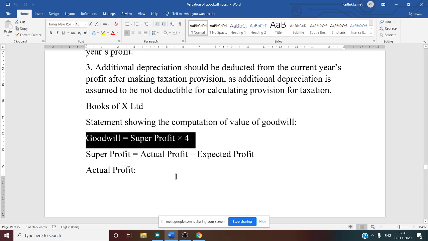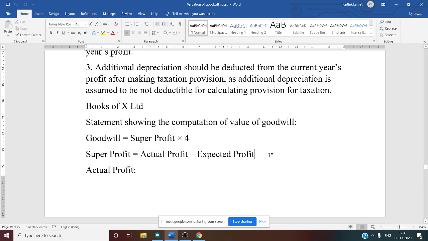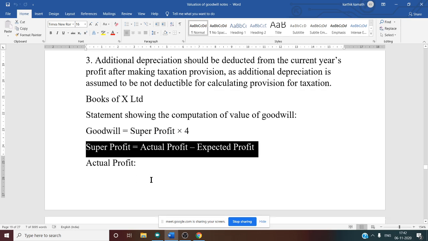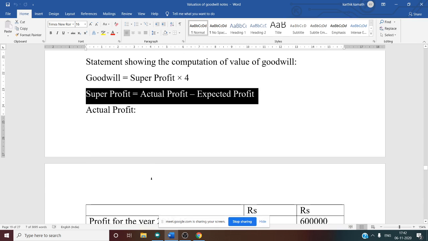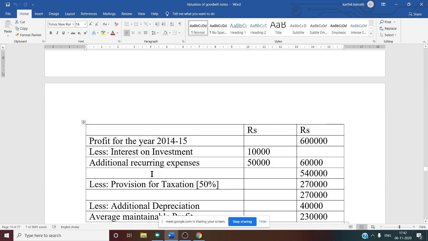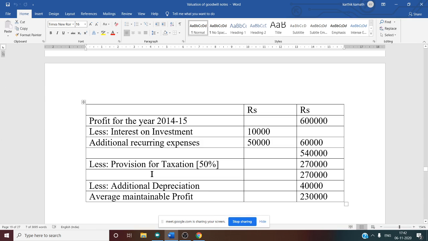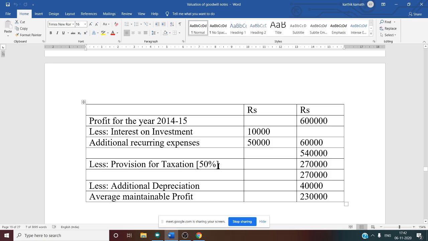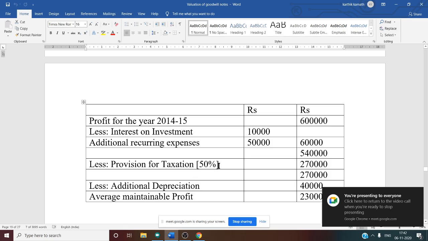So super profit into 4, you will get goodwill. Super profit formula, you know, that is actual profit minus expected profit. So now first part is actual profit, calculation of actual profit. So you are going to do the format. See why you are going to do the format here, because there are more calculations involved. So that is why it is better to do the 3 columns, particular and 2 amount columns.